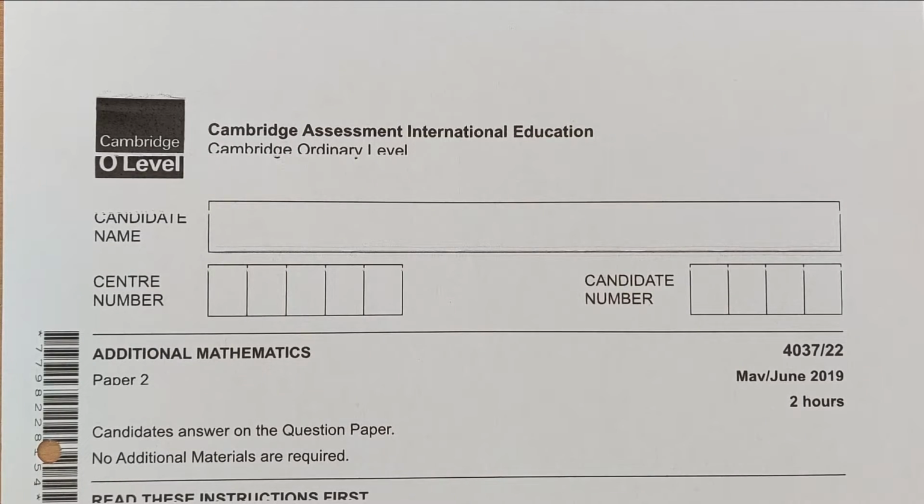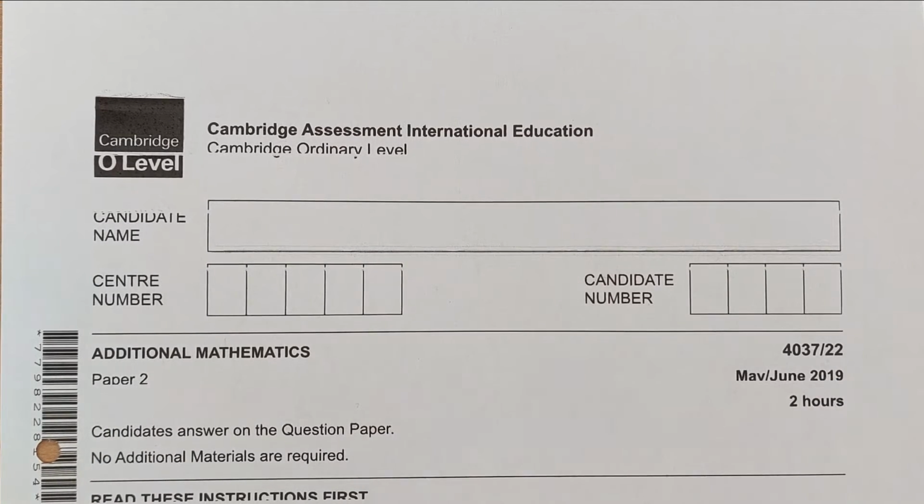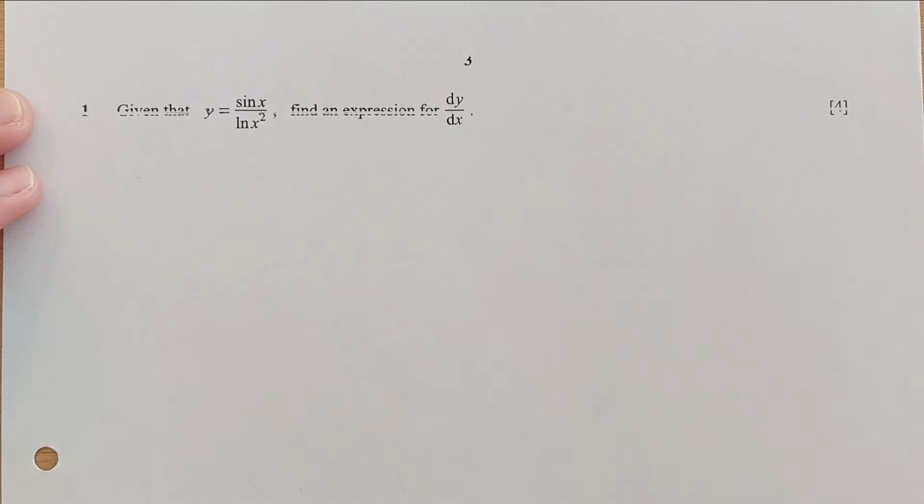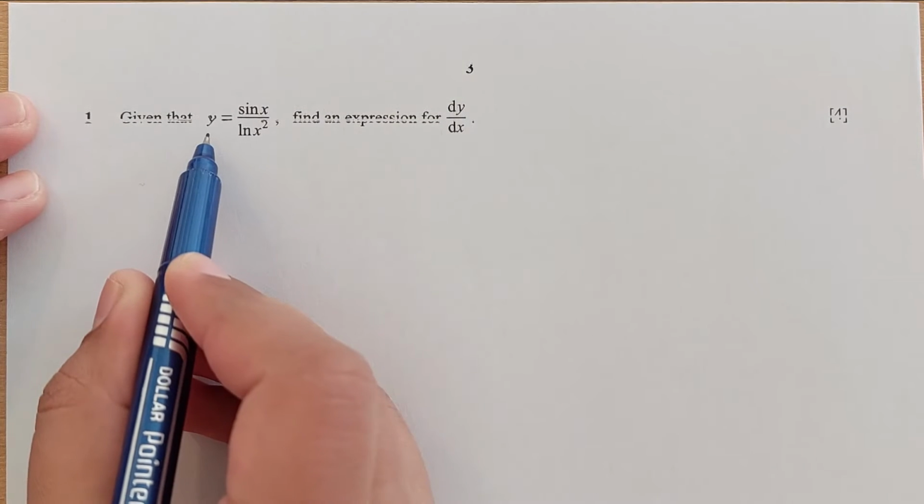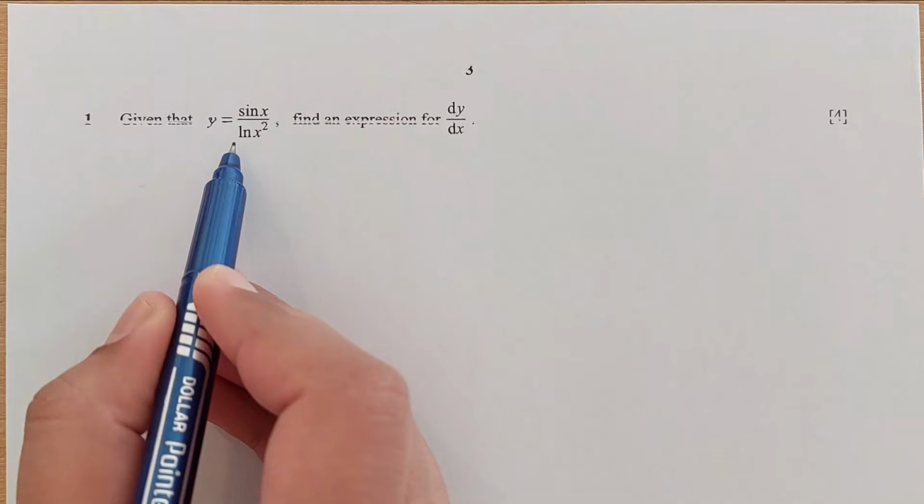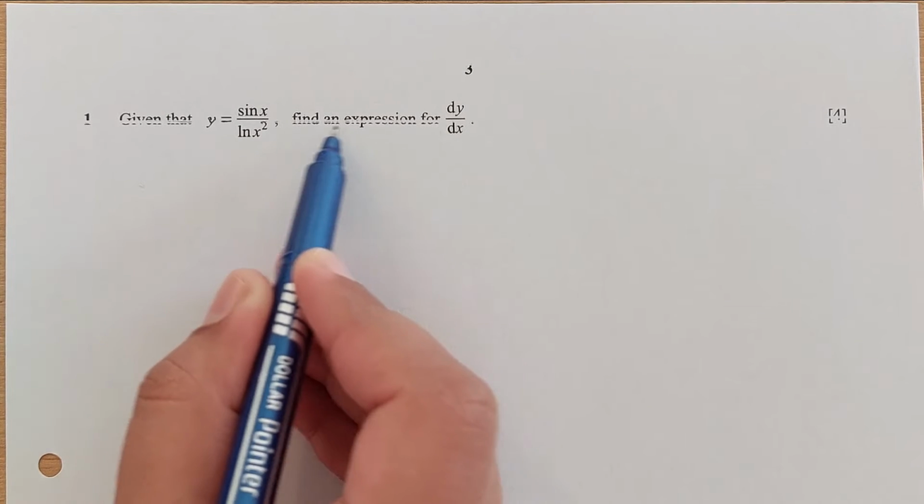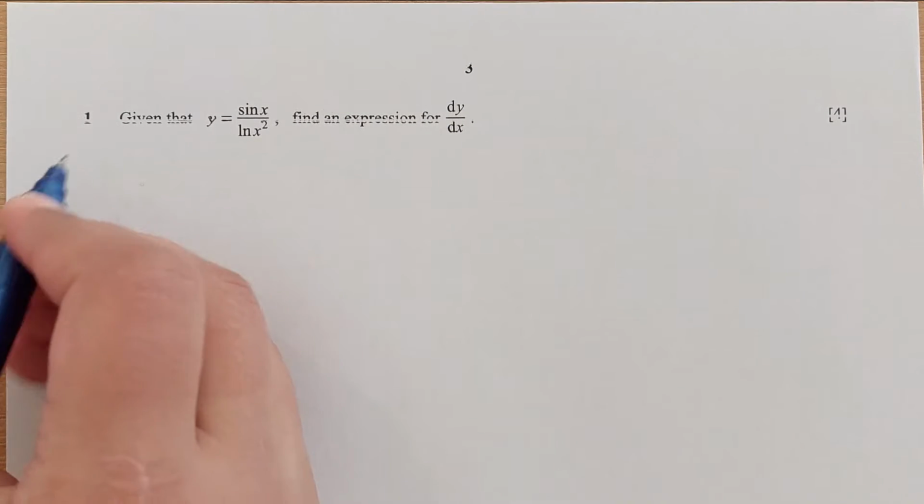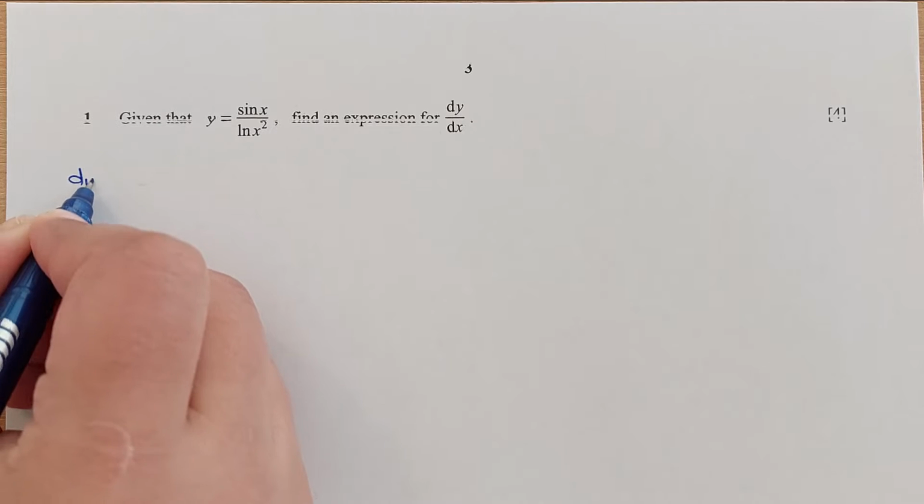Hello everyone, in this video I'm going to solve O-Levels Additional Mathematics Paper 2, May-June 2019 session, Paper 2-2. So let's start with the first question. Question number 1: given the function y equals sine x over ln of x squared, find an expression for dy by dx. Okay, so we have to apply the quotient rule here.